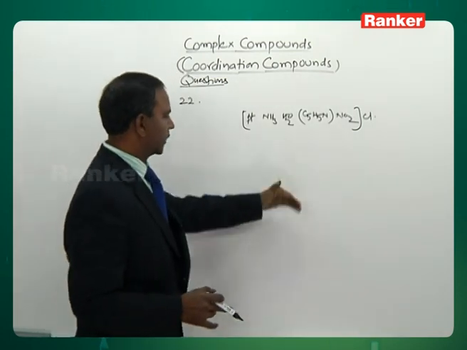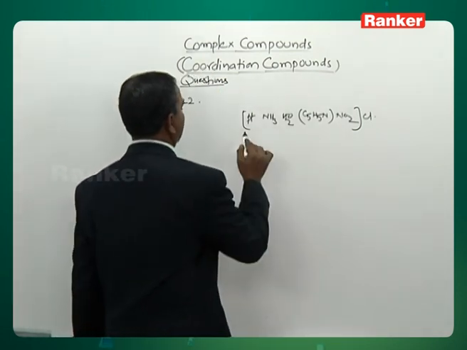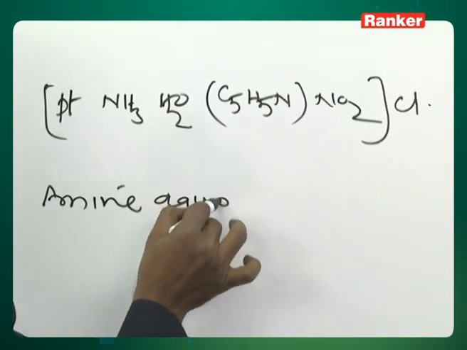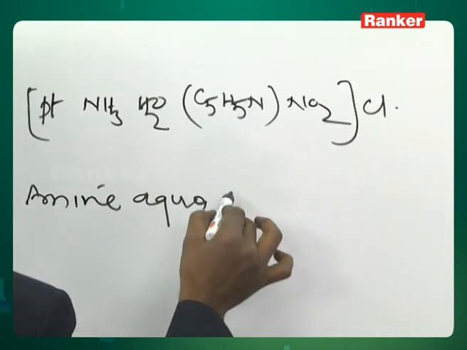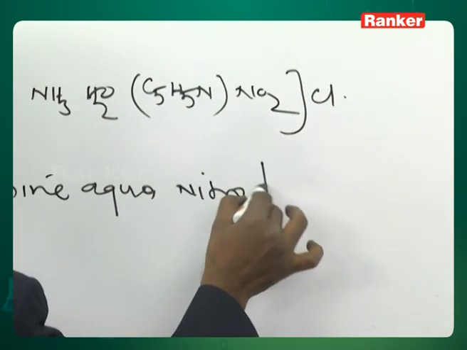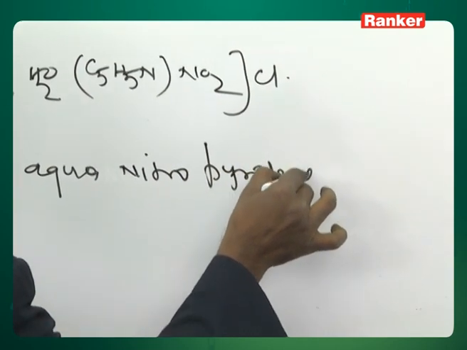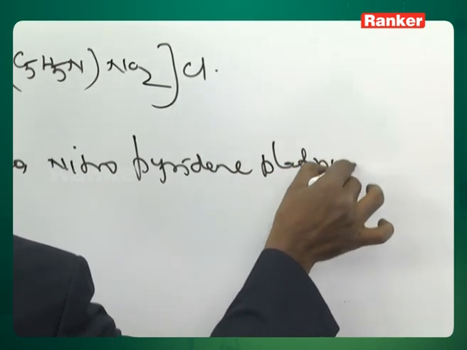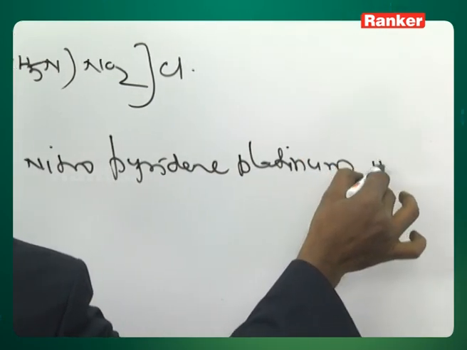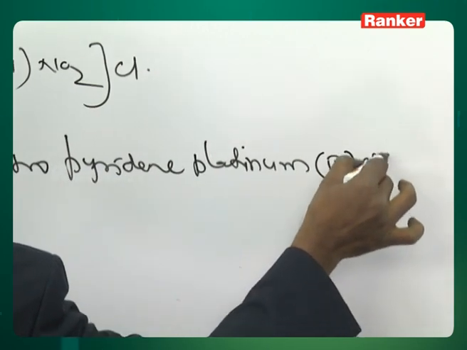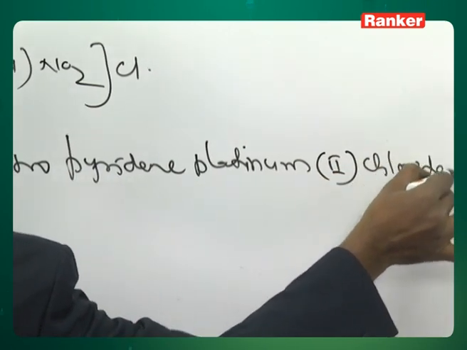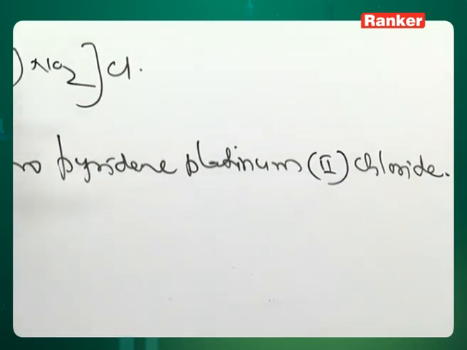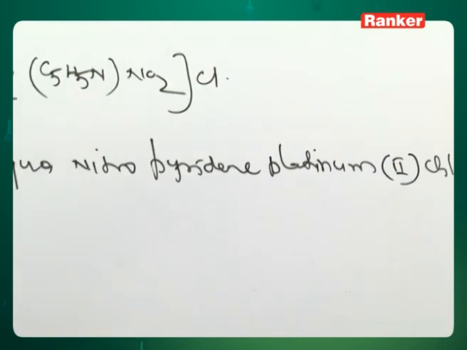Let us name the complex without looking at the options. Alphabetical order, let us take amine, aqua, nitro, pyridine, platinum 2 chloride. Amine, aqua, nitro, pyridine, platinum 2 chloride. This is the actual correct name of the complex.